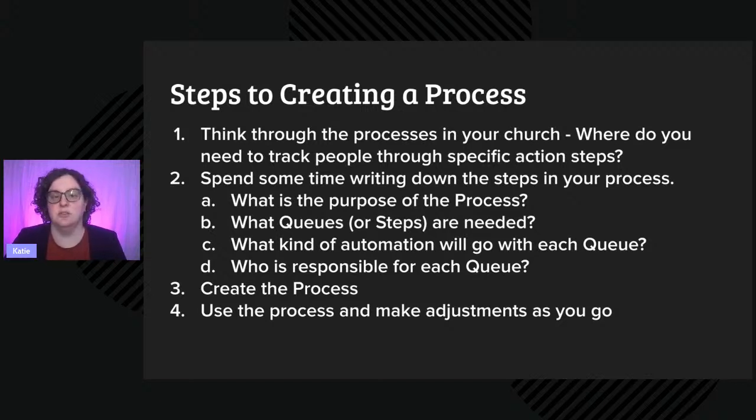Then you want to spend time either writing in a notebook or on a whiteboard, whatever way works best. You want to write down what's the purpose of the process, what are the cues or the steps that are needed within it, like what are the things that have to be done, and then what kind of automation will go with each cue. Maybe they need to be added to a group after they complete a certain step, or something in their profile needs to be changed. You can't change everything in a profile through process cues, but there are some fields that you can change right now. And then who is responsible for each cue?